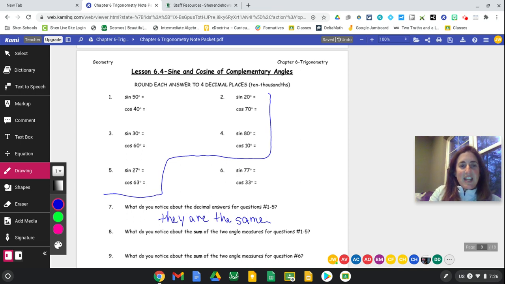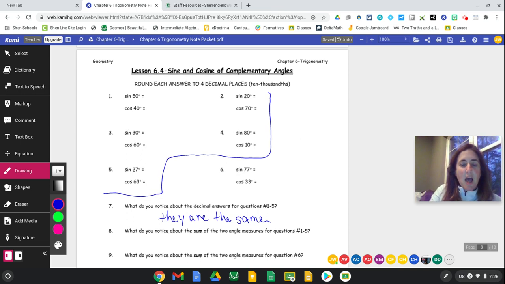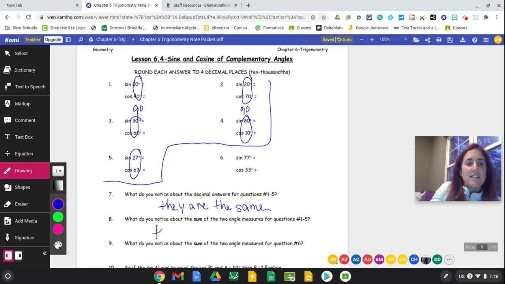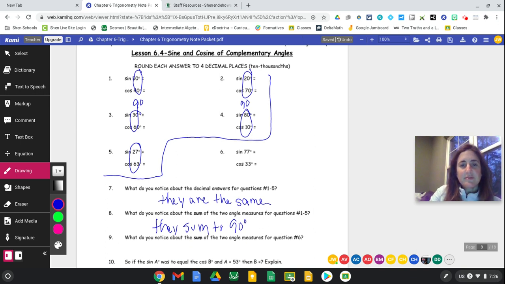The next question asks, what do you notice about the sum of the angle measures for 1 through 5? Well, if I took 50 and 40 and added them together, they add to 90. 20 and 70 add to 90. Sure enough, 30 and 60, 80 and 10, 27 and 63, they sum to 90 degrees. They're complements of each other.